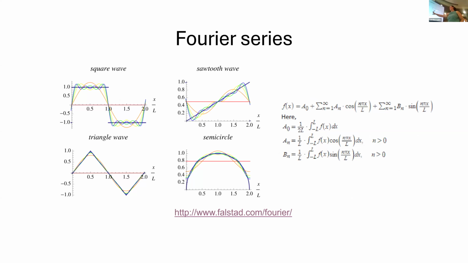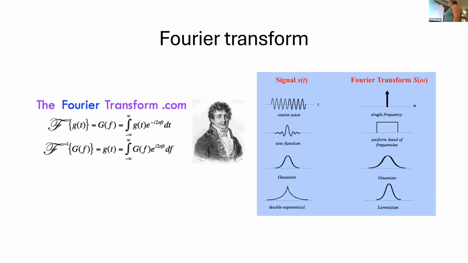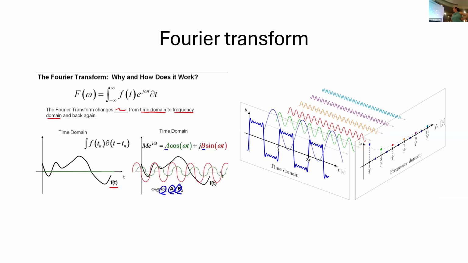If L is the period, you take the function, multiply it by the sine of a specific frequency, make an integral, and then you have the power. Bn is called the amplitude, or sometimes the power. What is the relation between power and amplitude? Great. So please remember that.